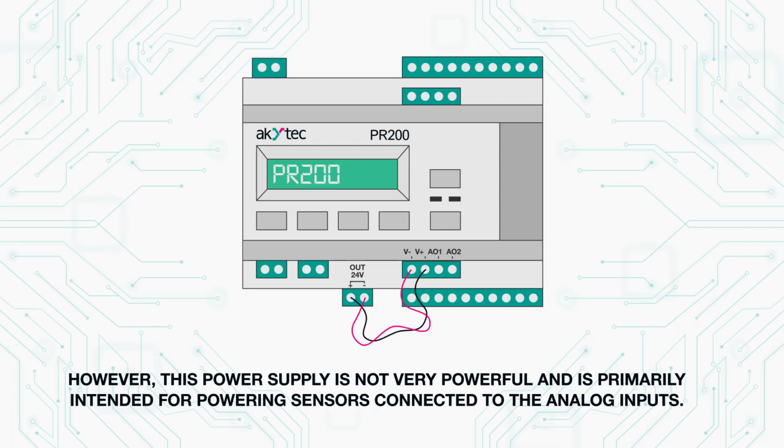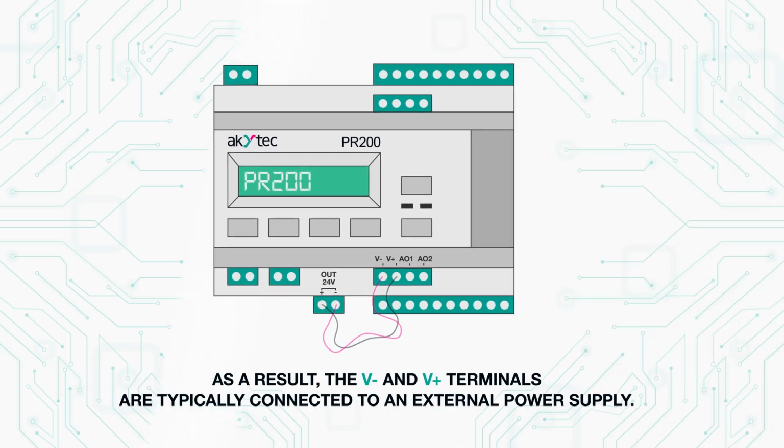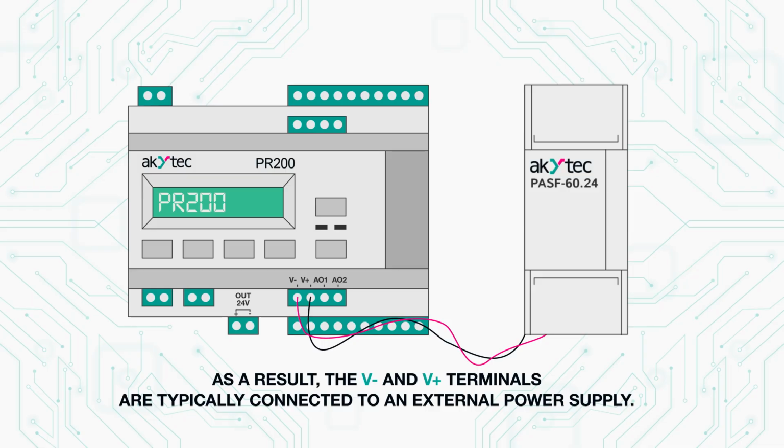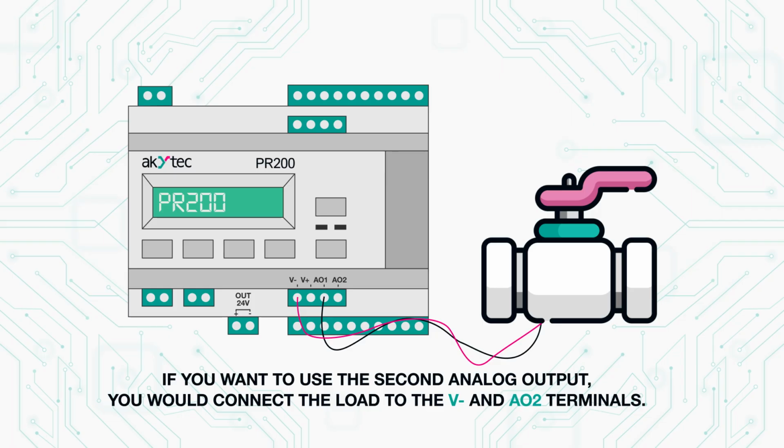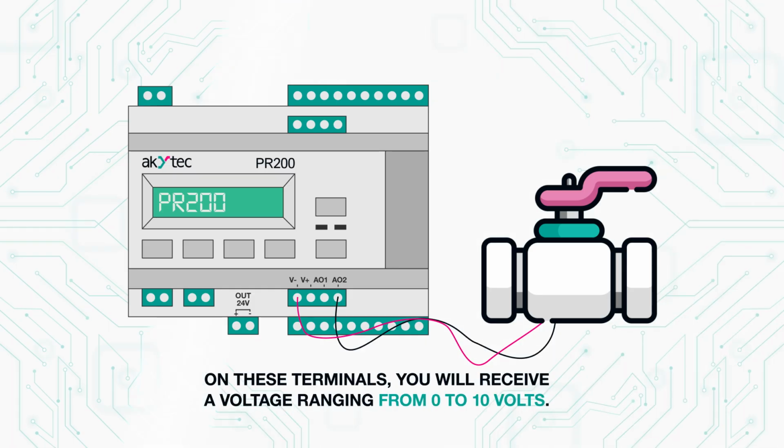However, this power supply is not very powerful and is primarily intended for powering sensors connected to the analog inputs. As a result, the V- and V+ terminals are typically connected to an external power supply. For this demonstration, we will connect the load to the V- and AO1 terminals, as we are using analog output 1. If you want to use the second analog output, you would connect the load to the V- and AO2 terminals. On these terminals, you will receive a voltage ranging from 0 to 10 volts.